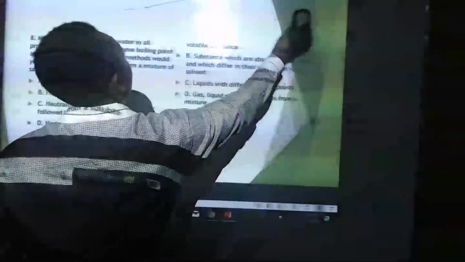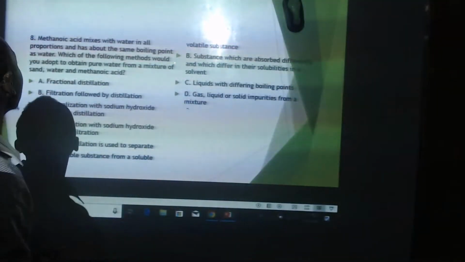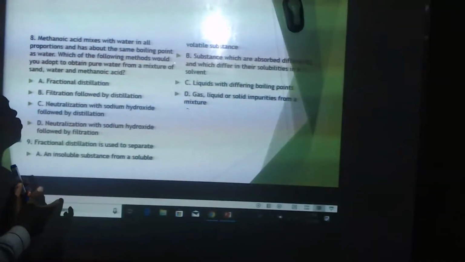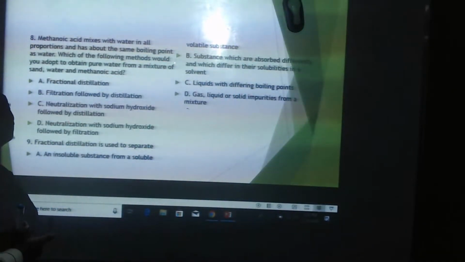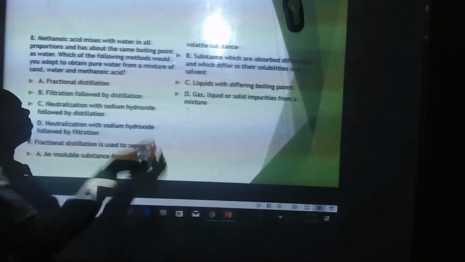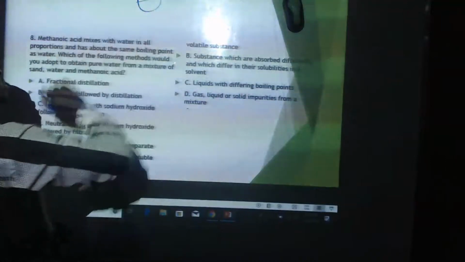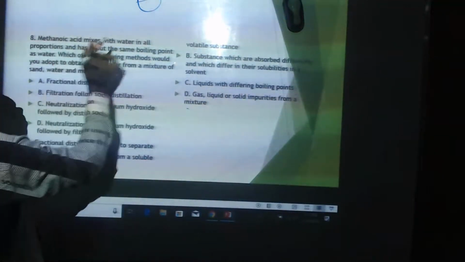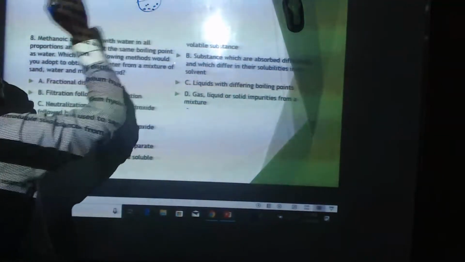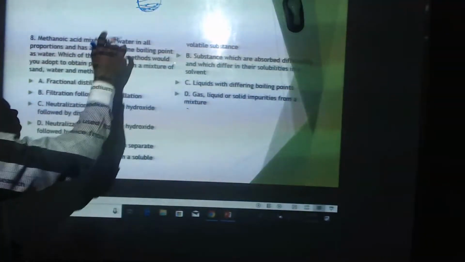Anyway, let us go straight to the questions and then we'll begin to see more about how the separation technique works. They say you obtain pure water from a mixture of sand, water, and methanoic acid. Now, let us draw something. This is your bucket, and there is a mixture of sand. Remember, there is water inside, and then there's methanoic acid again.